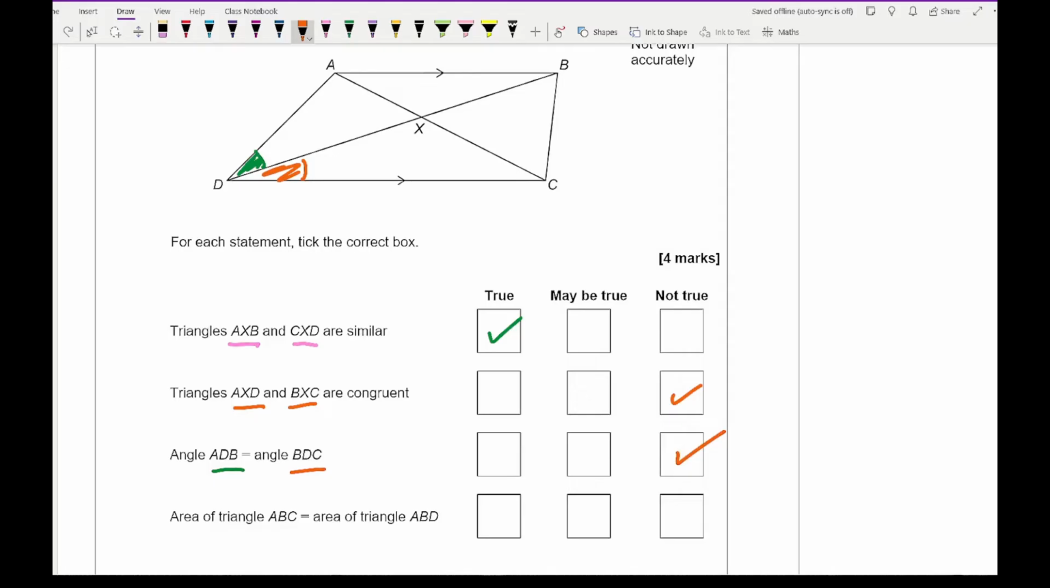The next question then says area of triangle ABC, and if we just highlight that, ABC, which is this triangle here, and triangle ABD, which is this triangle here, are the same. Well, looking at this, both triangles have got the same perpendicular height, and both triangles share the same base, so therefore it is going to be true.